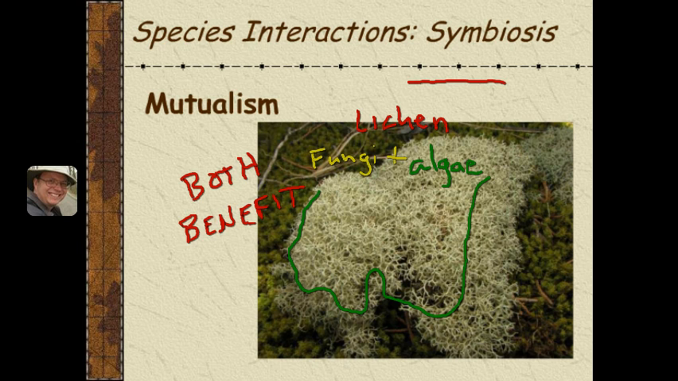The fungus acquires water, and it can get nitrogen and phosphorus and all those other nutrients from its surroundings. The algae then uses those materials to make food, photosynthesis, that can then be used by the fungi. So they're both helping each other out. They're both doing something for the other. They're both benefiting from this association.